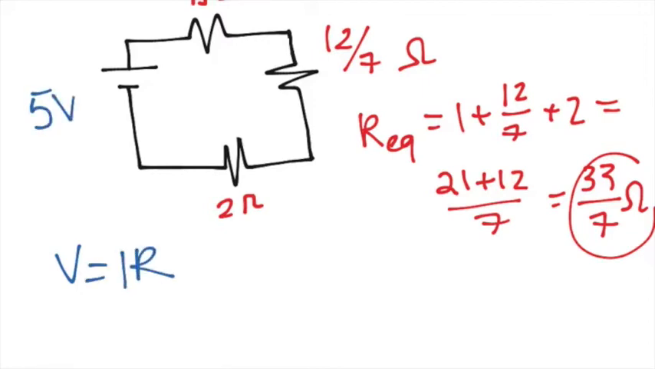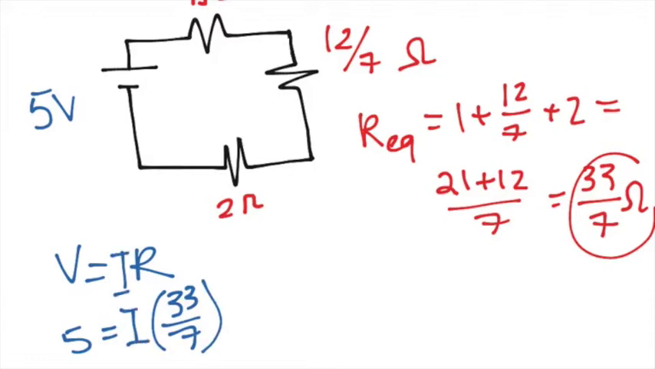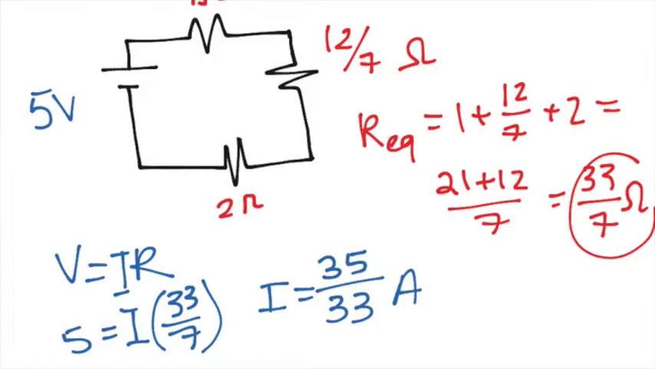Remember that we're using a battery of 5 volts here, so we're going to have 5 is equal to the current times 33 over 7, and then we're just going to divide. Let me make sure we can tell that these are i's here. We're going to divide both sides by 33 over 7, and then our answer is that the current is equal to 35 over 33 amperes.